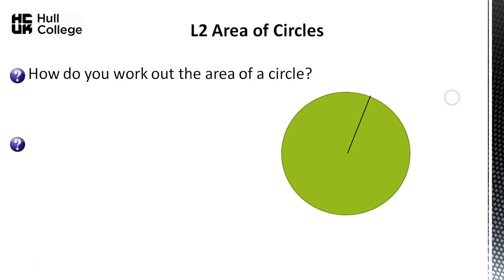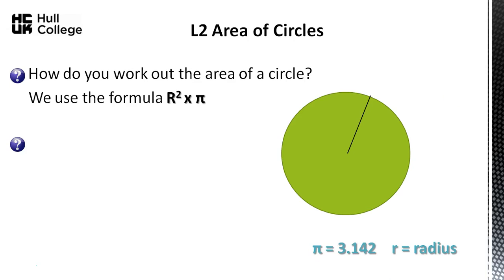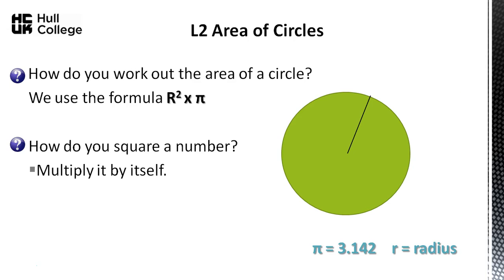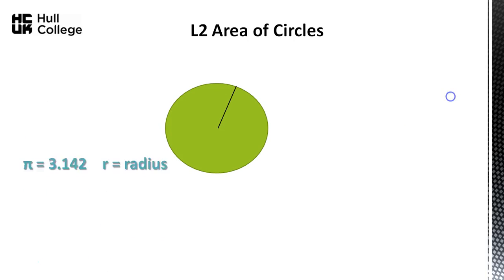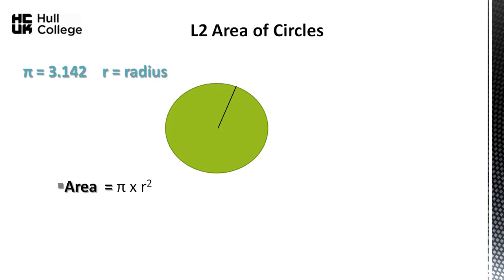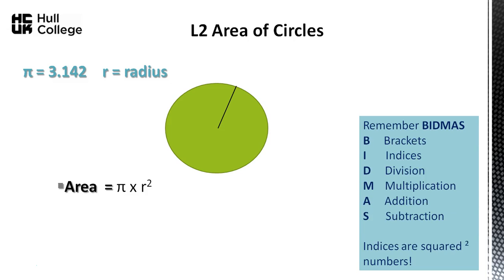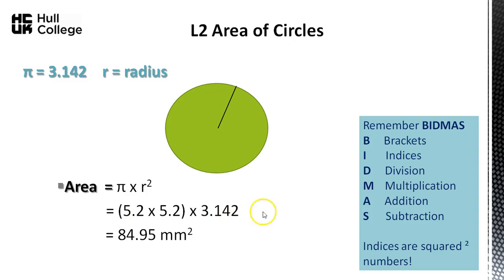Area of circles. How do you work out the area of a circle? We use the formula radius squared times pi. Pi is 3.142 and r is the radius. How do you square a number? You multiply it by itself. So, area is pi times radius squared. Remember BIDMAS? Indices are squared numbers and they come before multiplication. So if our radius is 5.2, we times that by itself, 5.2, and then multiply that by pi, which gives you the answer 84.95 millimetres squared.